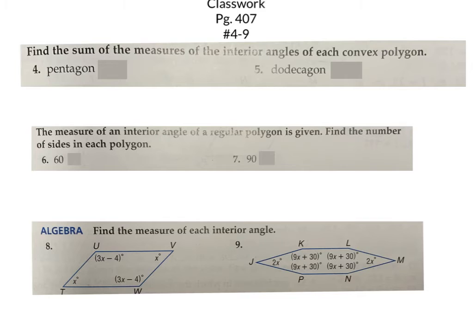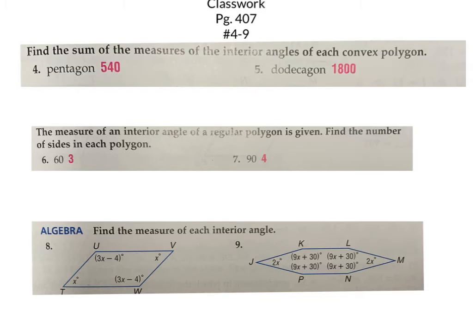Page 407, 4 through 9. Sum, number of sides, and then just like the example we just did, 2 of each. Let's check your answers here. First one, pentagon, that's the one you all probably have memorized before it's all over, 540. Dodecagon, that was an easy one. You should have multiplied by 10 there because that's a 12-sided polygon. 60 degrees, that's one you might recognize because it's an equilateral triangle. And then 90 degrees, that would be like a square or a rectangle, which would have 90-degree interior angles.